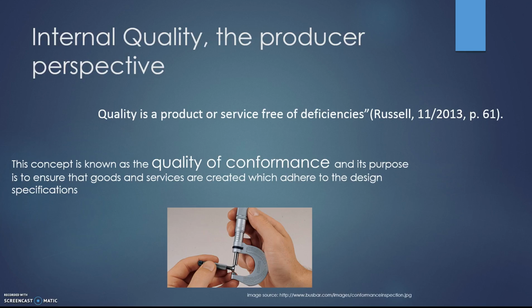The internal quality perspective is the producer perspective. From the producer, quality is a product or service free of deficiencies. This concept is known as the quality of conformance, and its purpose is to ensure that goods and services are created which adhere to design specifications.